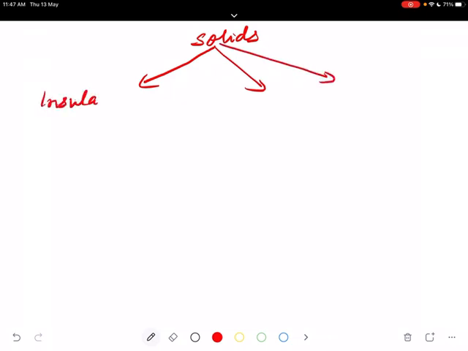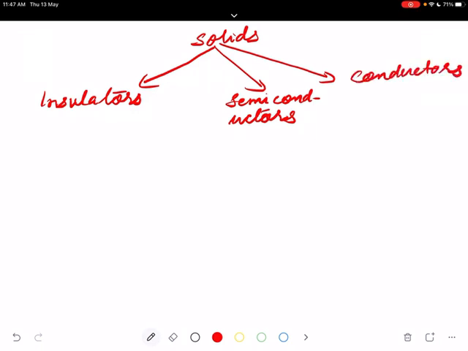insulators, semiconductors, and conductors. Their conductivity ranges from 10 to the power minus 20 to 10 to the power minus 10 ohm inverse meter inverse for insulators.